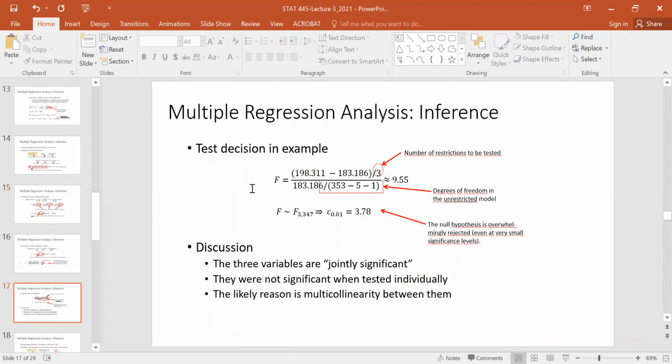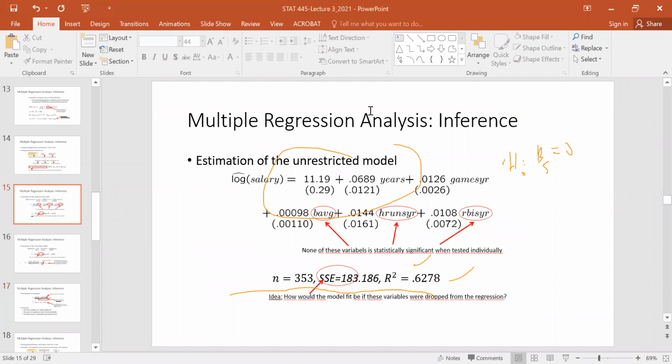So I've shown you that, and you can confirm, I have just done that beta 5 equals 0 cannot be rejected. You can do the same for beta 4 and beta 3. That is the statement here: they were not significant when tested individually, but the 3 were jointly significant, as we have shown here. What does that suggest? There's likely to be multicollinearity, that the 3 regressors are likely to be highly related. 1, 2, 3. Therefore, individually, they are not strong, right?